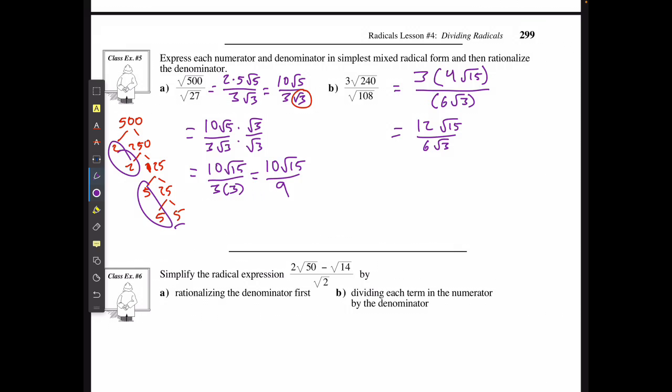And at this point, I can simply divide these out. I can divide the 12 by 6 and get 2. And I can divide the 15 by 3 and get root 5. And I don't actually need to multiply the top or the bottom by anything because I don't have a radical in my denominator just from simplifying.